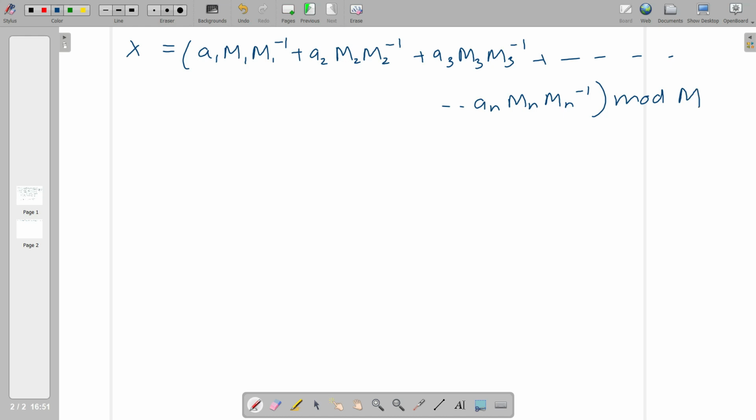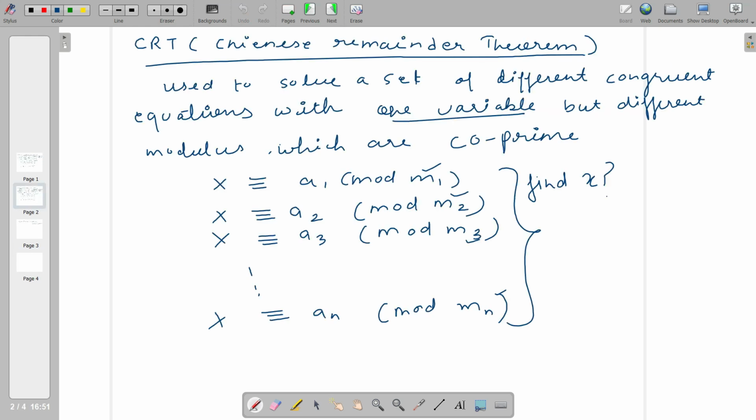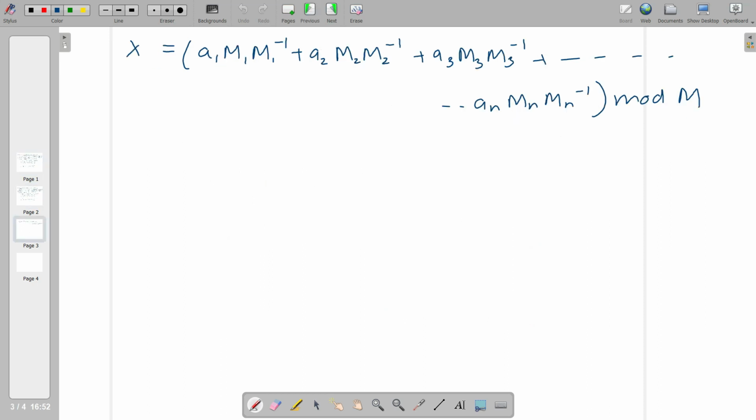Now you may be thinking, what will be the value of m1, m2, m3? Because we know small m1, small m2, small m3, we know a1, we know a2, but we do not know the value of capital M1, capital M1 inverse, capital M2. So how do we find these values? We will check it with the help of an example.